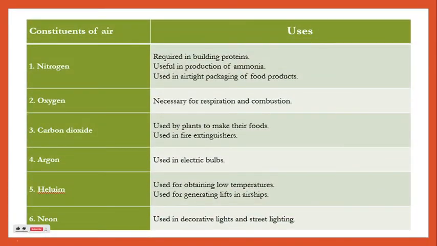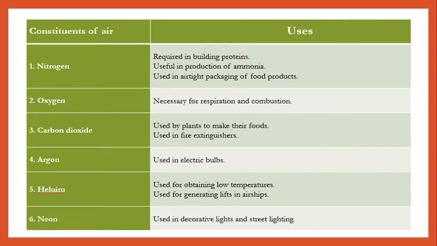These are the constituents of air and uses. Nitrogen. Nitrogen is required in building proteins and is useful in the production of ammonia. Nitrogen is also used in airtight packing of food products. Food products మనం like chips packet అవి చేస్తుంటాం కదా. So nitrogen can be used for airtight packing of food products.